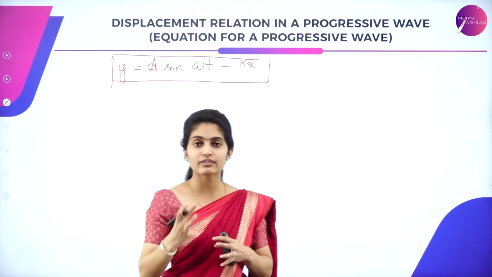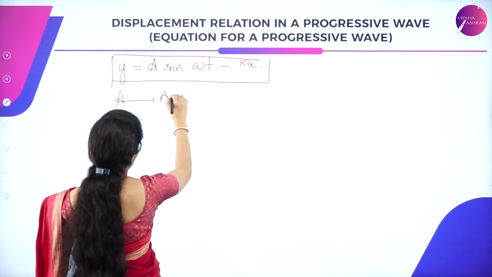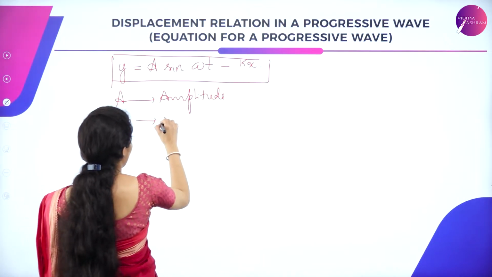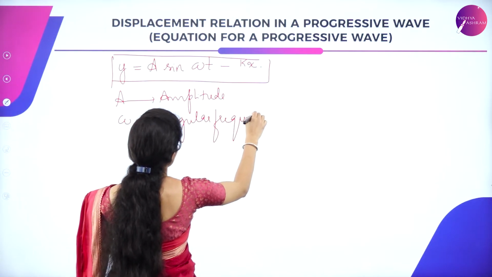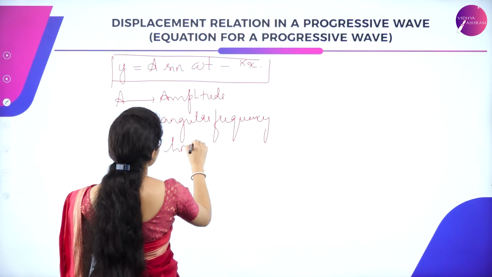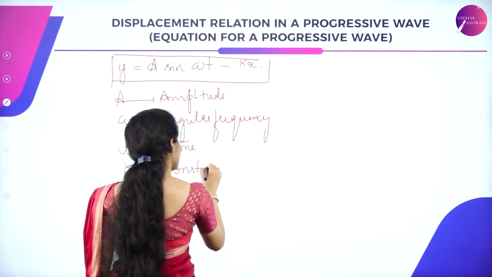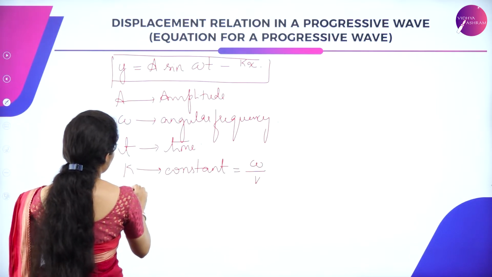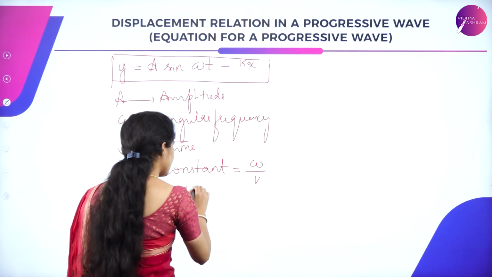Having this, we will have to define the terms. Here a is the amplitude, omega is the angular frequency, t is the time, k is the constant term which is equal to omega by v, and x is nothing but the displacement of a particle.